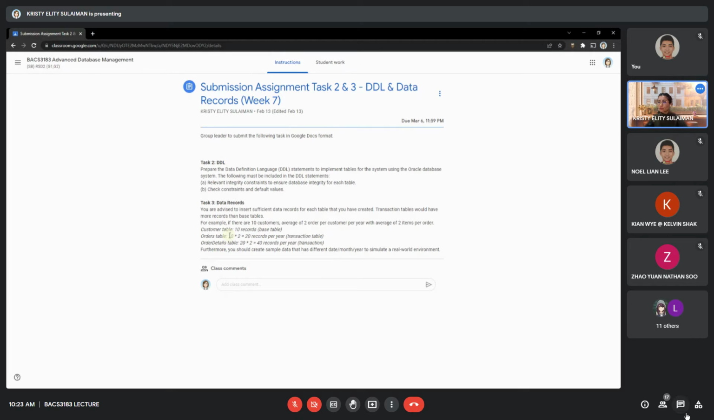So you should have each customer with 2 orders per year. So you will have 20 records in the orders table, and then you have the order details, with each customer having 2 orders, and each order having 2 items, so you should have 40 records per year. You should create sample data that has different dates, months, and years to simulate a real world environment. Make sure you include all of this.